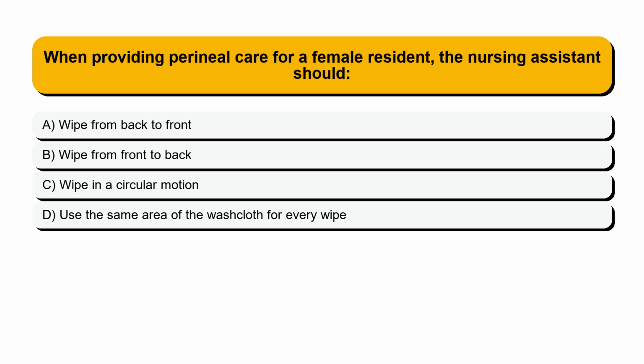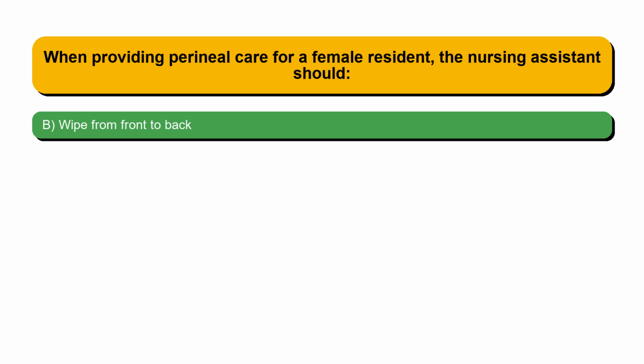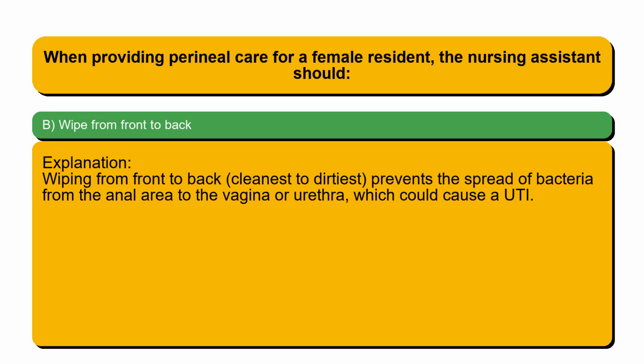Question 5. When providing perineal care for a female resident, the nursing assistant should: Option A, wipe from back to front. Option B, wipe from front to back. Option C, wipe in a circular motion. Option D, use the same area of the washcloth for every wipe. The correct answer is option B, wipe from front to back. Wiping from front to back, cleanest to dirtiest, prevents the spread of bacteria from the anal area to the vagina or urethra, which could cause a UTI.